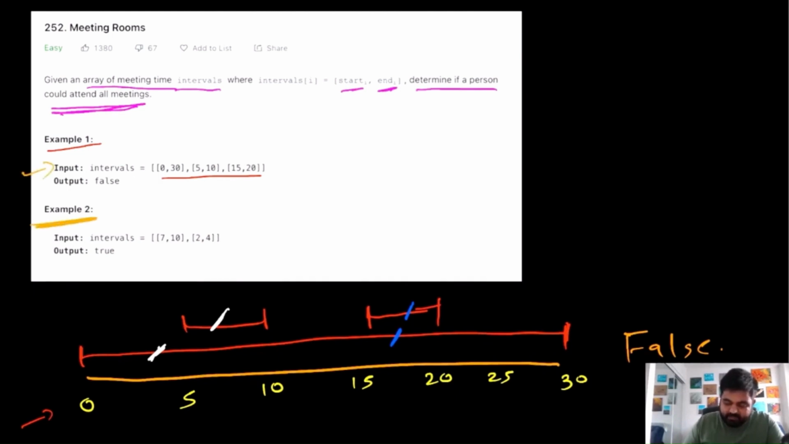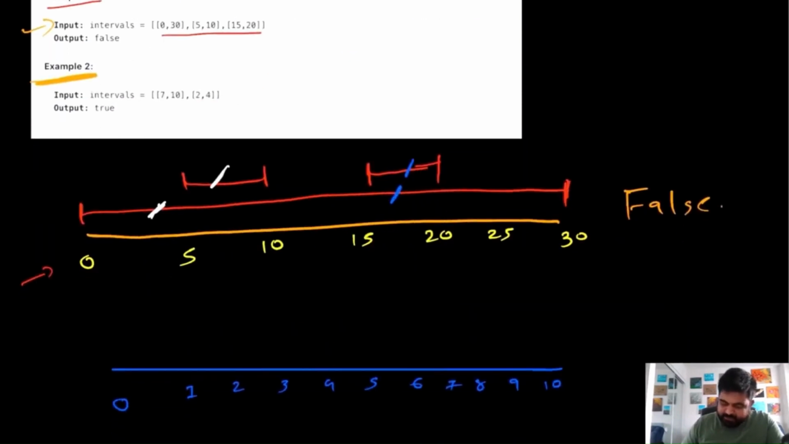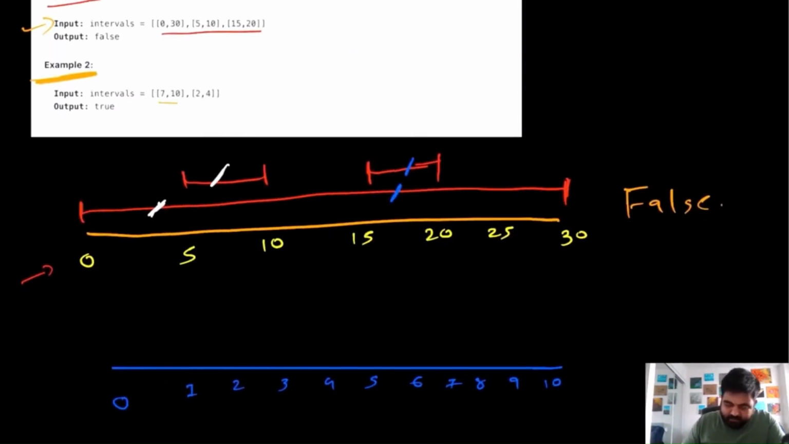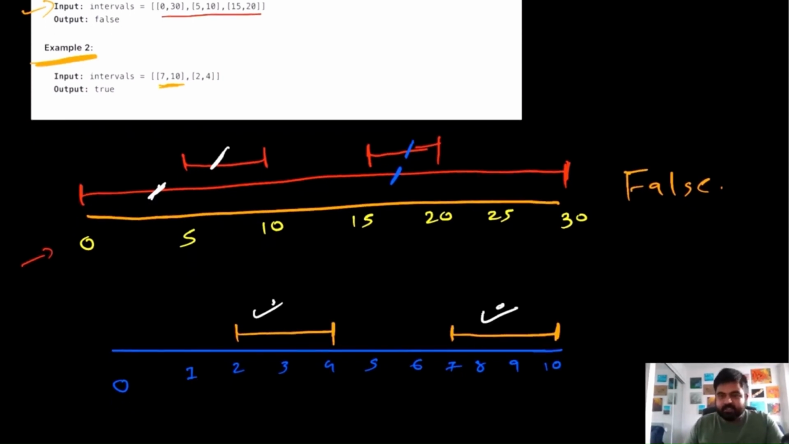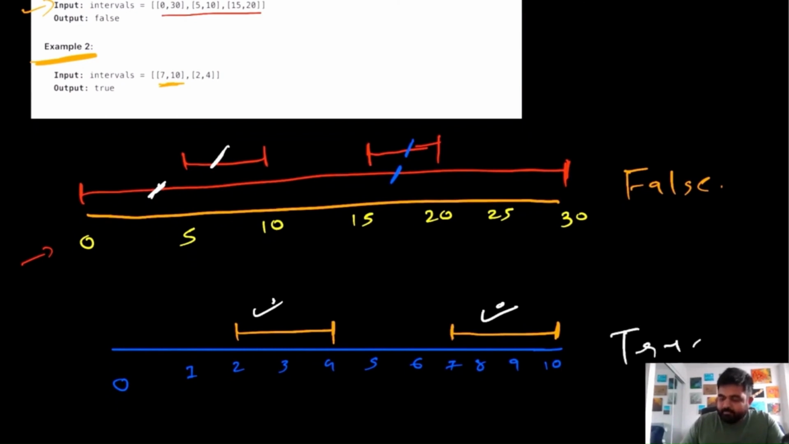Now if we take a look at the second example, let's try to plot it on a number sequence. So over here we can imagine a number sequence like this, and we are given one meeting that starts at 7 and ends at value number 10, and a second meeting that starts at 2 and ends at value number 4. So over here we can clearly see that it's possible for one person to attend this meeting, and after that he or she can attend this meeting. So in this case we will return true, and basically that's what we will need to determine.